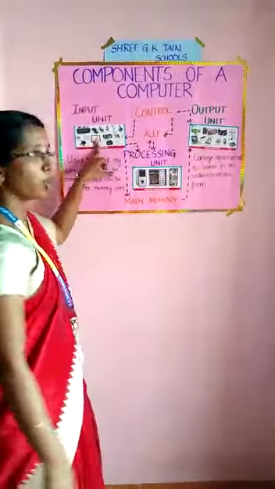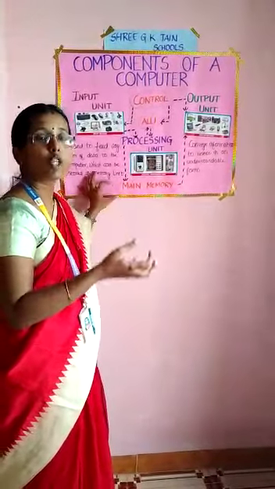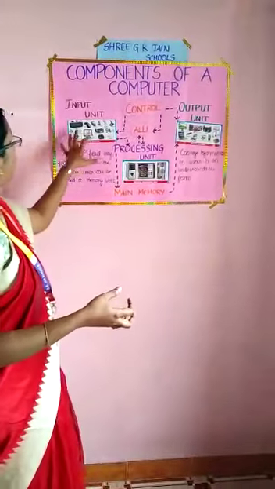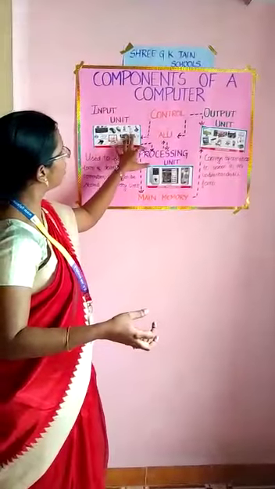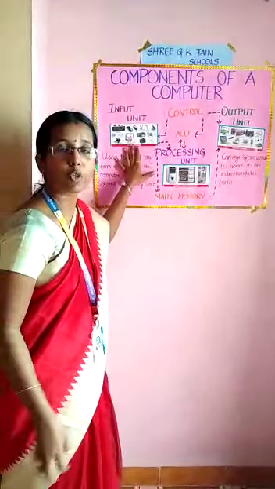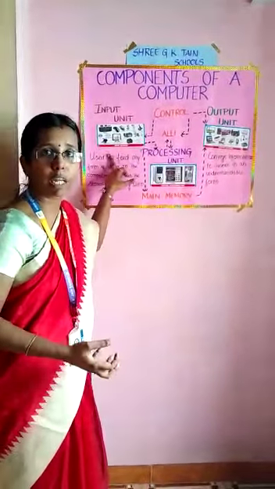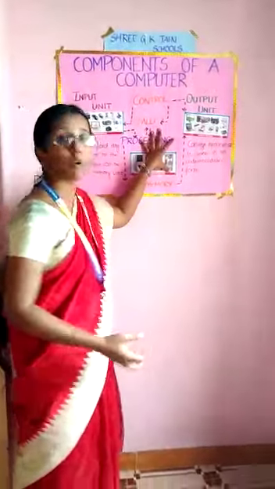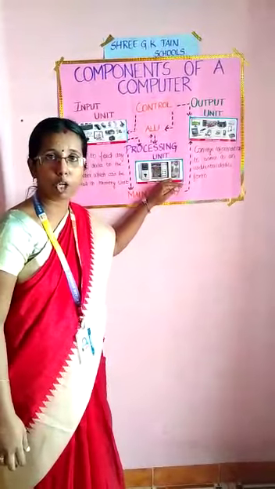In the input unit, the user gives the data to the computer for processing. For example, you have many input units like keyboard, mouse, trackball, scanner, joystick. This all comes under input unit. So the user can give input by using any of the input devices, and the input will be given to the processing unit. Processing is nothing but the CPU, central processing unit.